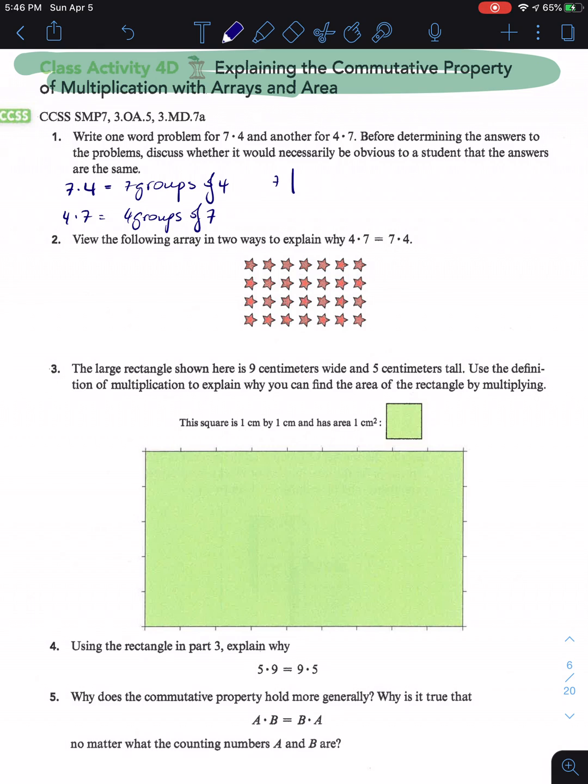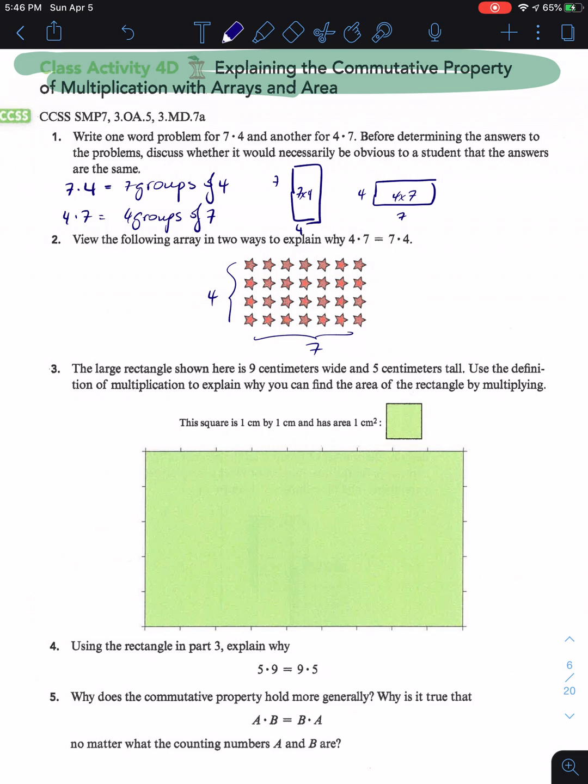So 7 times 4 would be this. So that's 7 times 4, and 4 times 7 would be something like this. And here we can see the 4 and the 7.